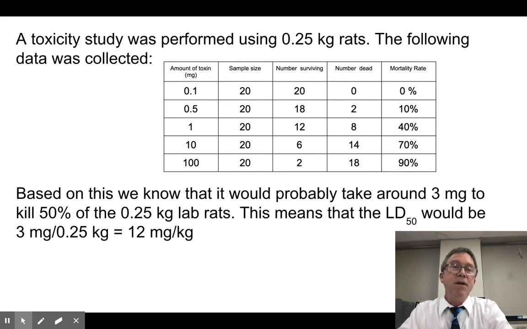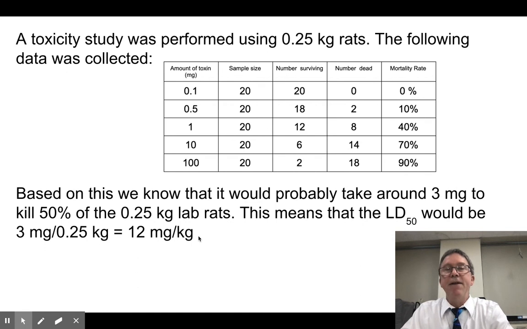Well, 3 milligrams is not my LD50. 3 milligrams is what killed 50% of rats of this mass. Remember, I always want to express it in milligrams per kilogram. So I'd have to say 3 milligrams, which seems to be about what it took to kill half of these rats, divided by the mass of the rats, gives me 12 milligrams per kilogram. That would be my LD50.